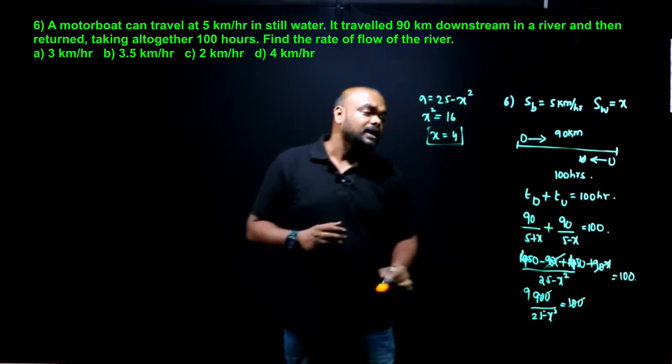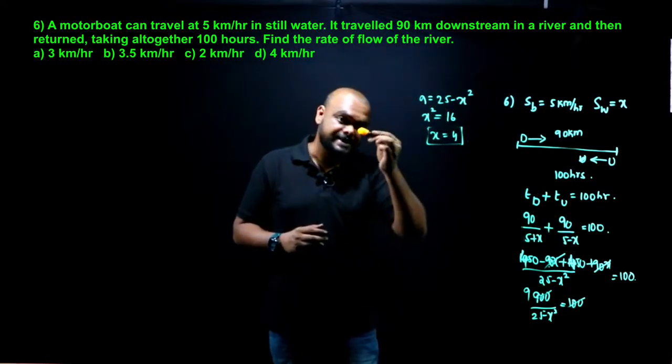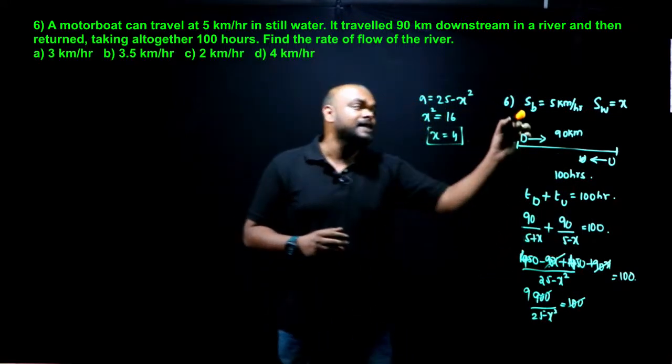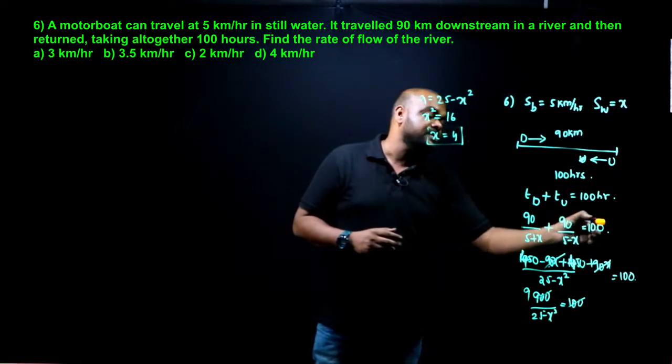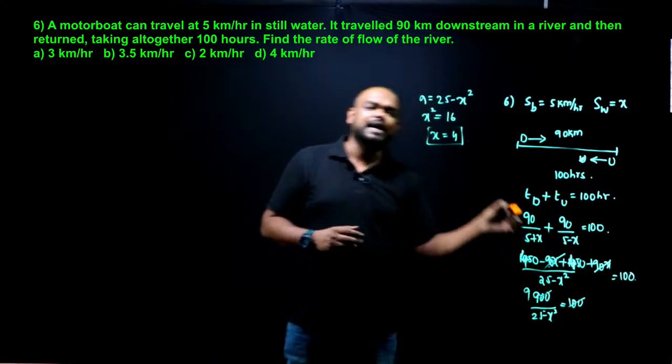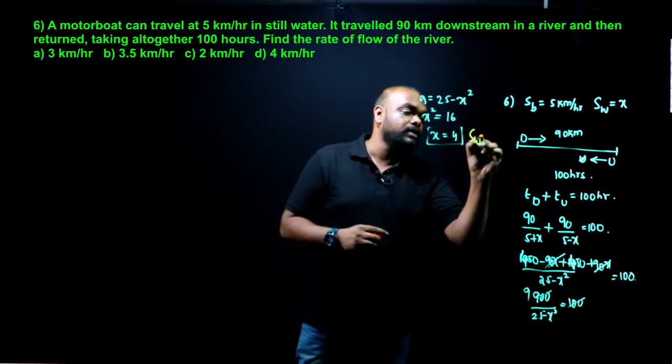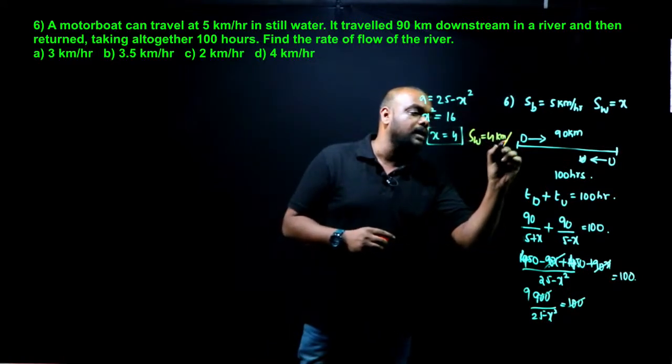Here, time taken during upstream, time is distance by speed. Distance the same, 90 km. Upstream speed, SB minus SW, 5 minus x, is equal to 100. Same equation we'll get. If you solve the equation, you'll get x as 4 km. That is SW is equal to 4 km per hour.